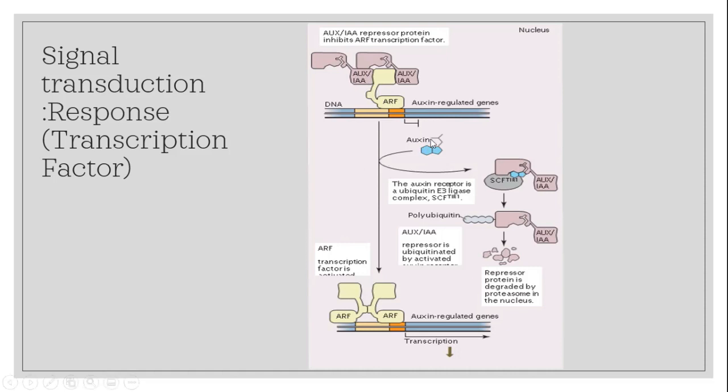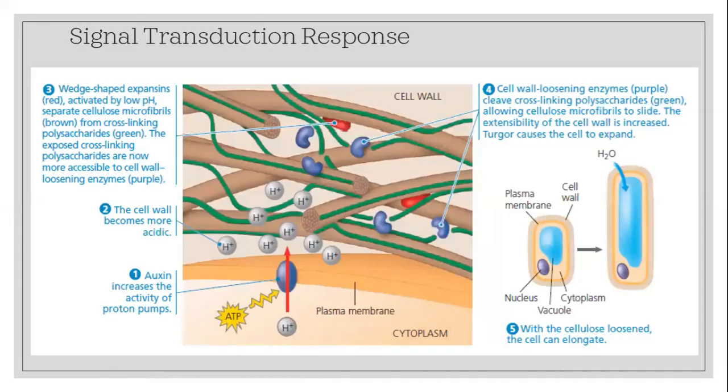Now, when auxin comes and binds to this inhibitor, the protein degrader, also called the ubiquitin complex, will bind to the auxin gene inhibitor. And once the molecule is bound, there will be degradation of that inhibitor molecule. And once the degradation has taken place, the transcription factor will be able to function, and the auxin related genes will be expressed. Once the auxin-related genes are expressed, there are certain changes that take place.